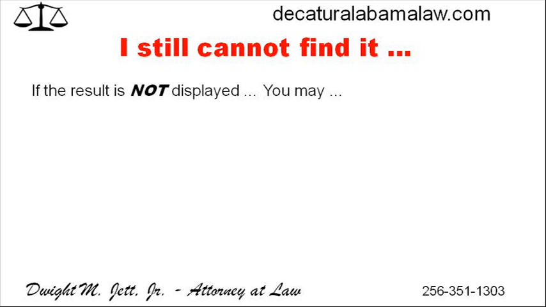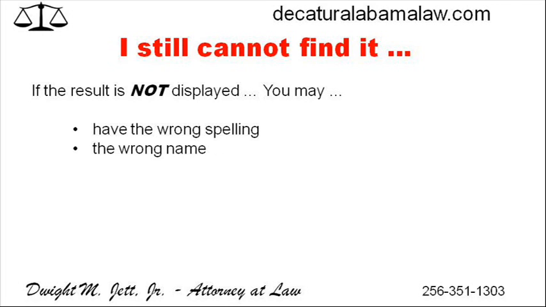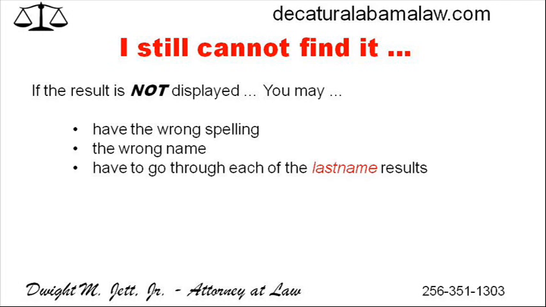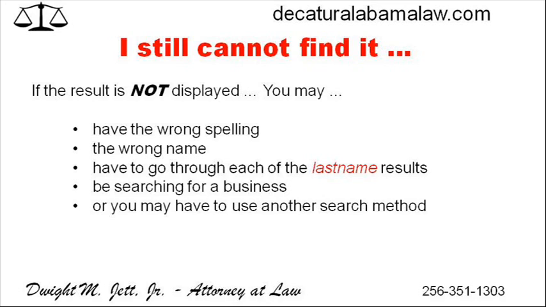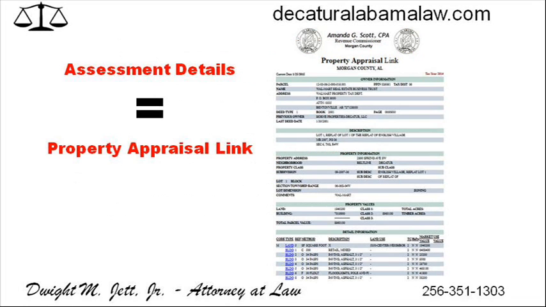What do you do if you still can't find the information you're looking for? You may have the wrong spelling or the wrong name. You may have to go back to the last name results and go one by one checking each of the results. You may be searching for a business. Now, this is a tricky part also. You cannot search for a business using search by name; you will have to use one of the other search methods. When you open the new tab for the assessment details and it gives you the information for the property appraisal link, this is what the information looks like.